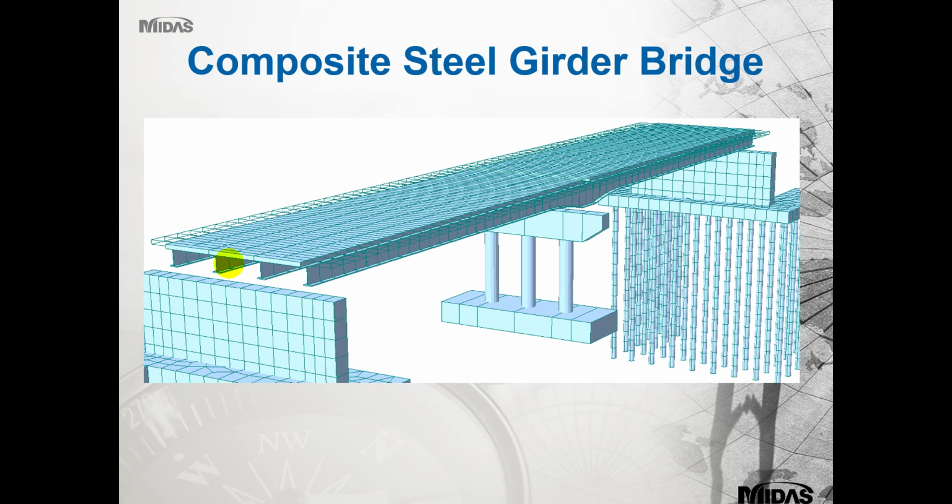So this is the two-span composite girder bridge that we focus on today. As you can see, we've got the reinforced concrete piles, you've got your abutments, and you've also got your columns there, or your piers, going up to a hammerhead pier.